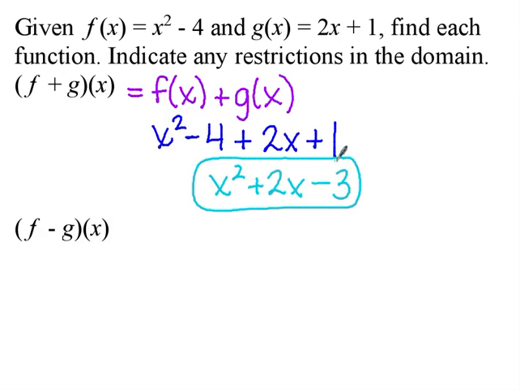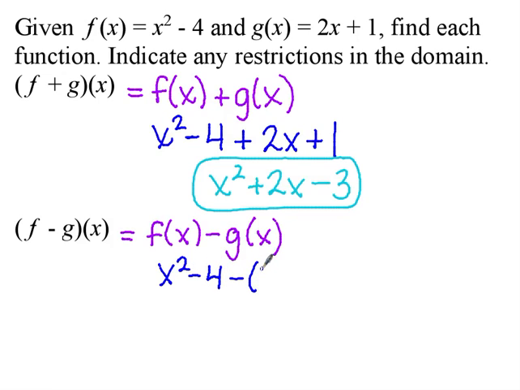This is what it's defined to be, because that was from the previous page. On the next one, remember this is defined to be f of x minus g of x. So all I'm going to do is plug in. I get x squared minus 4 minus 2x plus 1. Notice what I did. I put the minus outside of the 2x plus 1 because now what I need to do is distribute that negative here and here.